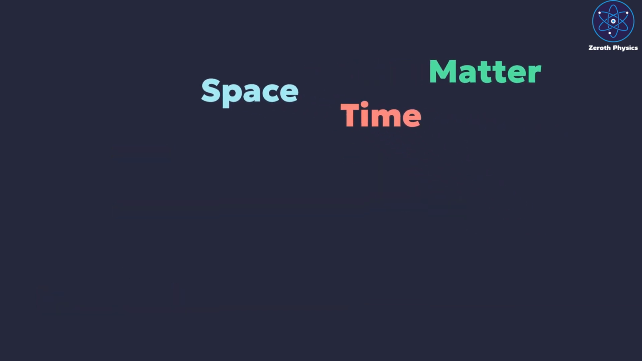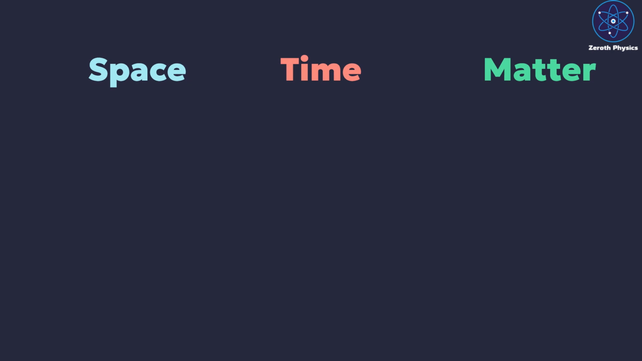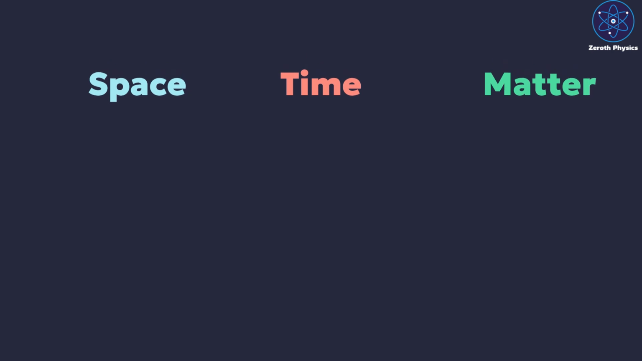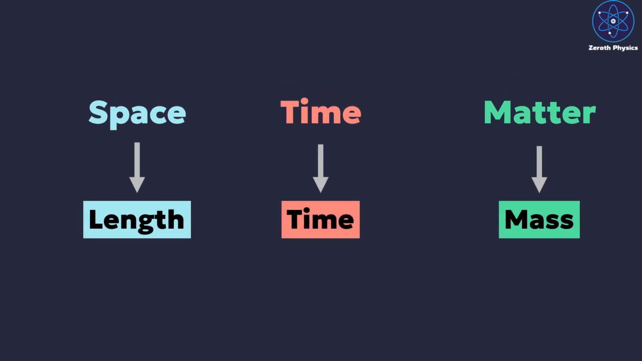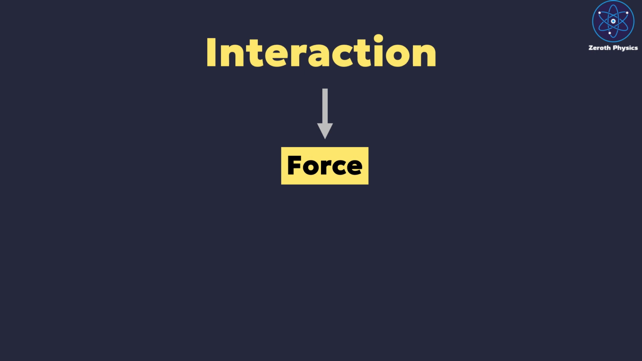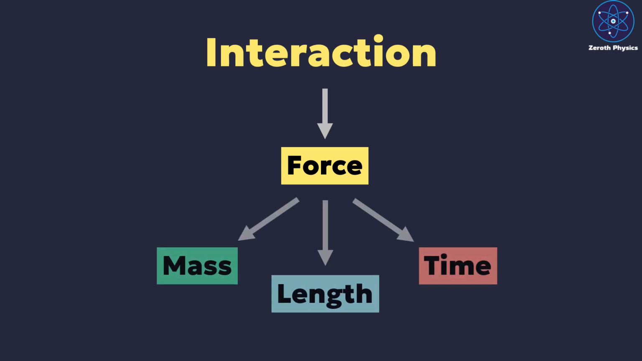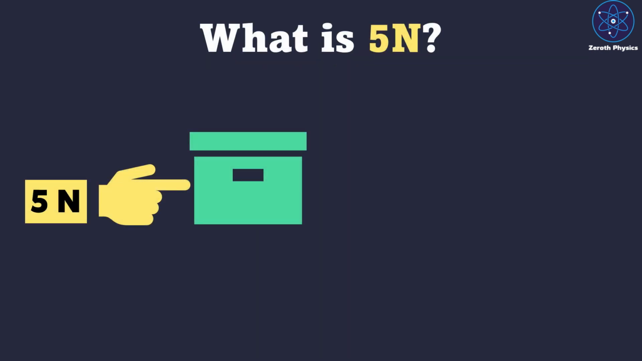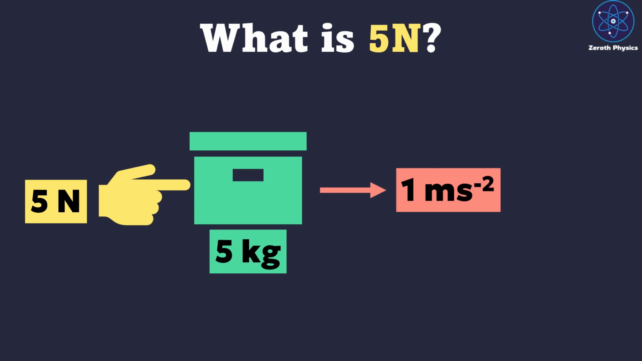Describing space, time, and matter is relatively straightforward. We just need to use the base quantities, mass, length, and time to describe them. However, when it comes to describing the interaction or force, we need to express it in terms of mass, length, and time. For instance, if we have a force of 5 newtons, it means that when this force is applied, a 5 kilogram object will accelerate at a rate of 1 meter per second squared.